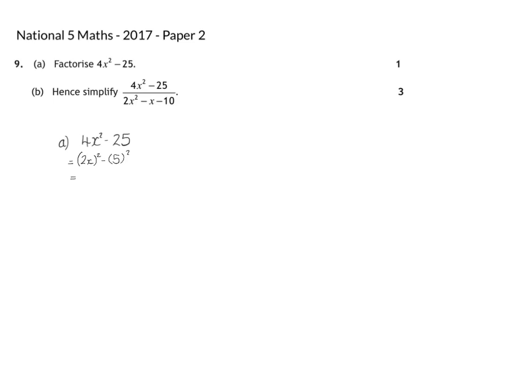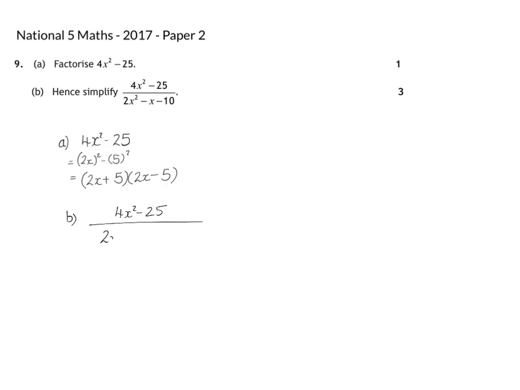And then when we've got our squares, we get the 2x and the 5 in one bracket, and we get the 2x and the 5 in the other, and we have one with a plus and one with a minus. Factorized part A, and then B it says hence simplify. So that gives us the top of our fraction. I'm going to write it out as it was first.